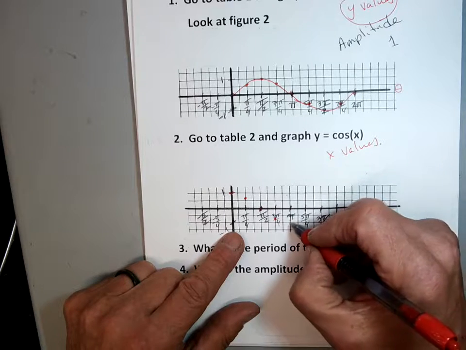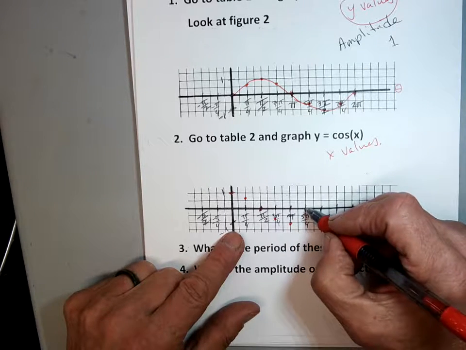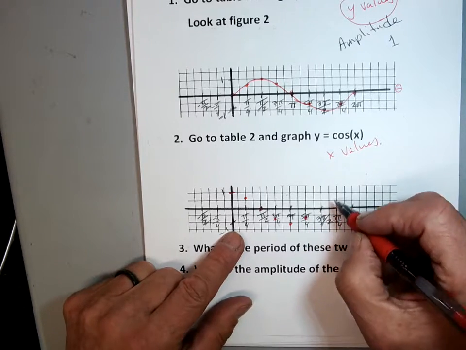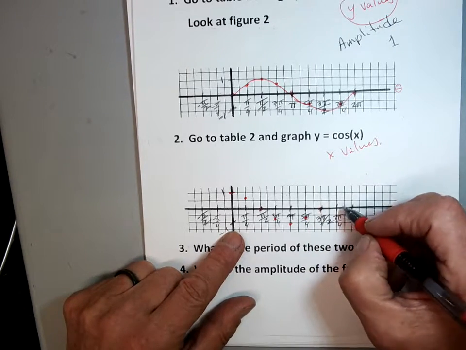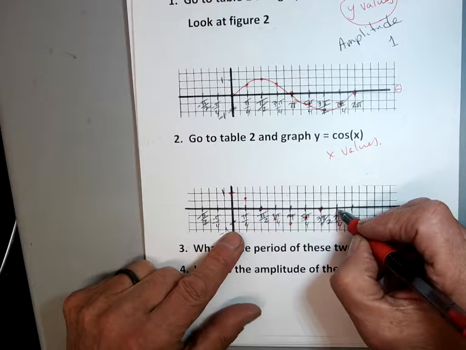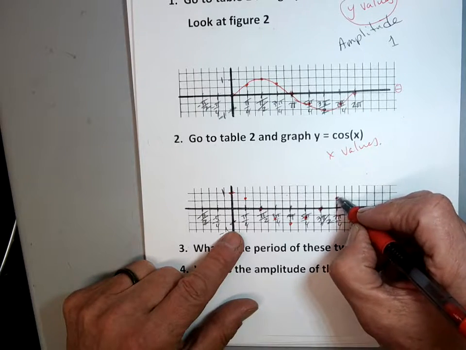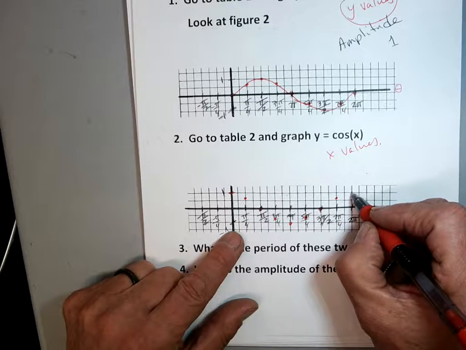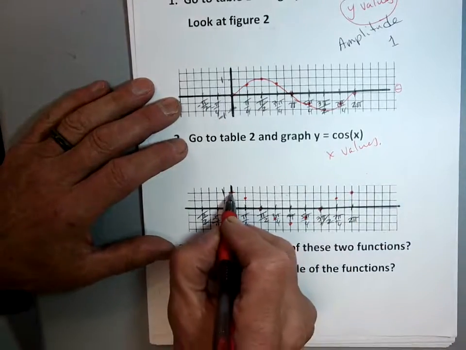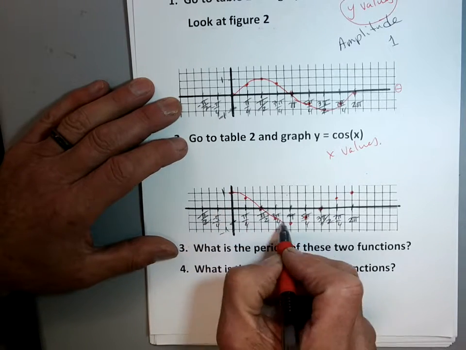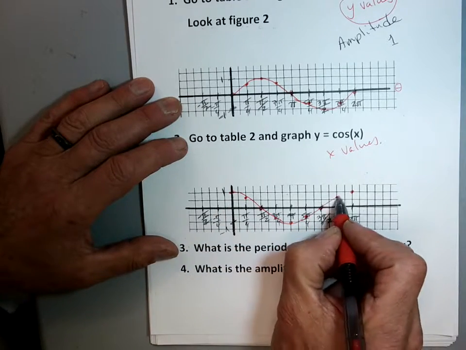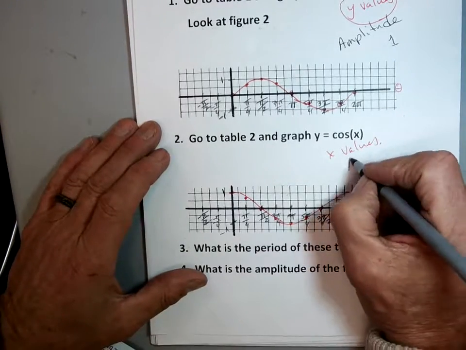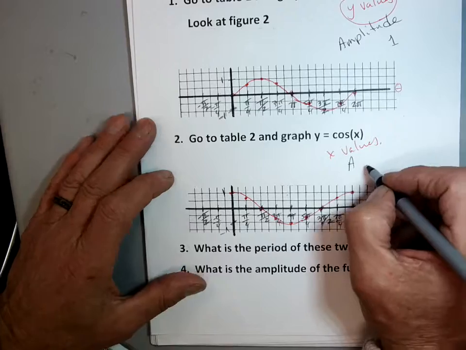Cosine of pi is negative 1. Cosine of 5 pi fourths is a negative square root of 2 over 2, which is about negative 0.7. Cosine of 3 pi halves is 0. Cosine of 7 pi fourths is a positive square root of 2 over 2, which is about 0.7. And cosine of 2 pi is all the way up to 1. So if we draw in the curve, it looks almost identical to the sine curve. Its amplitude goes up to 1 and down to negative 1. Its height is 1.